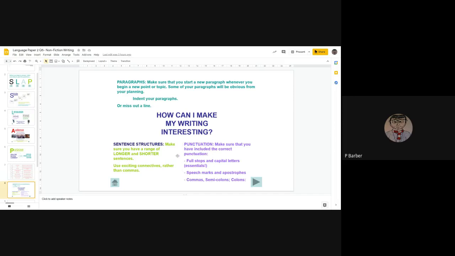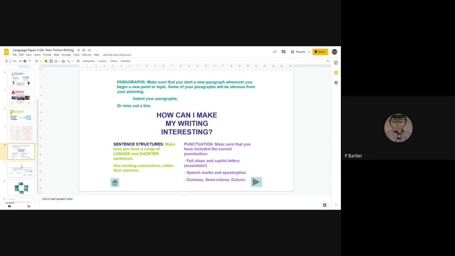Punctuation: make sure that you've included correct punctuation, but not only the simple punctuation, such as full stops and capital letters. If you've used speech, like direct quotations, you've got the speech marks in there, using commas to break up compound and complex sentences, and then semicolons and colons as appropriate. So there's a lot to think about with this question, a lot to get your teeth into.